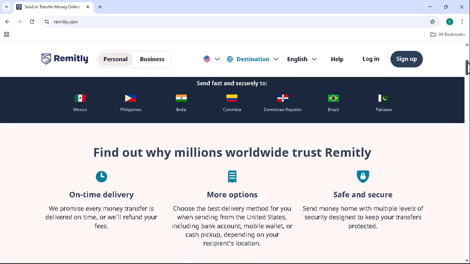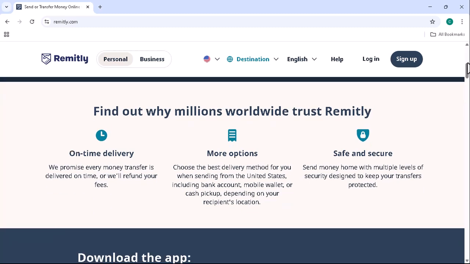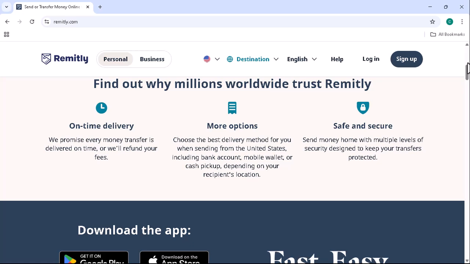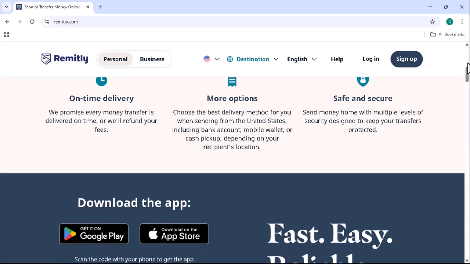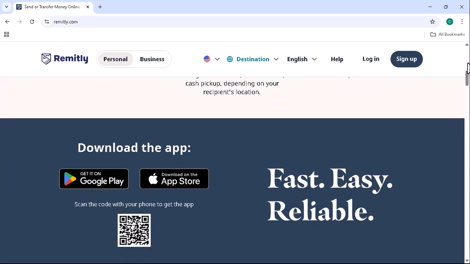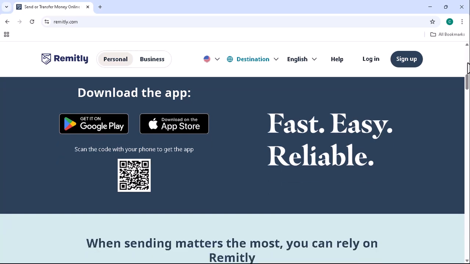First, the transfer fee. This is a flat fee that can range from $0 to a few dollars, and it depends on a few things: the country you are sending from, the country you are sending to, the amount of money you are sending, and the payment and delivery method you choose. For example, using a credit card might have a different fee than using a bank account.